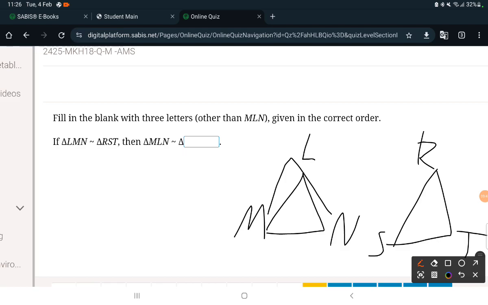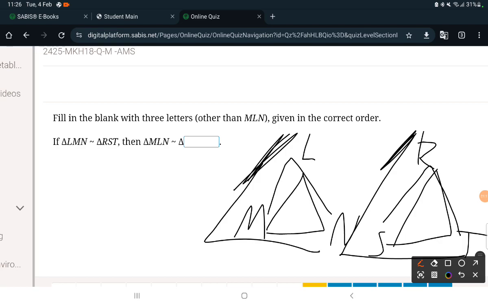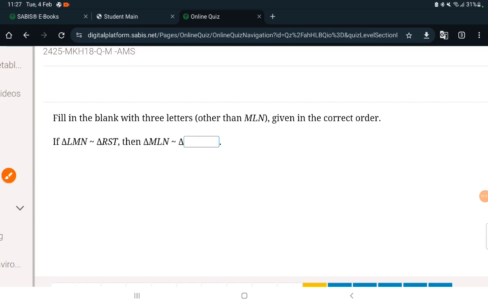So MLN, we start from the left S, we go to the vertex R, and then we go to the right side T. So MLN is similar to SRT. That's the answer. Because they said that LMN, we start from the vertex, go to the left side, and then end up in the right side, is similar to RST. So then they're asking for MLN. Start at the left side, go to the vertex, end up in the right side: SRT. This one's a very simple question.